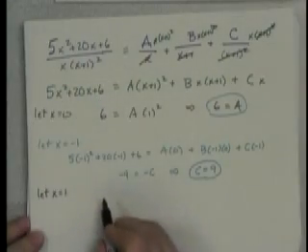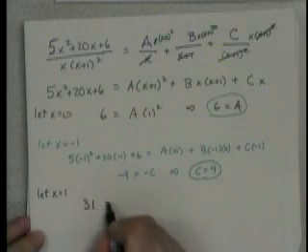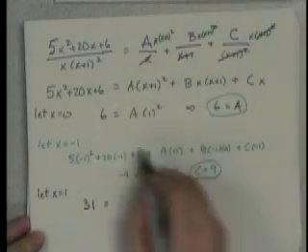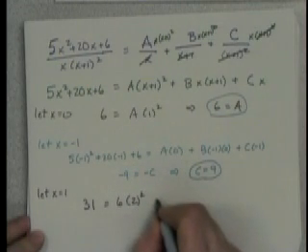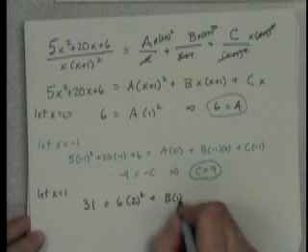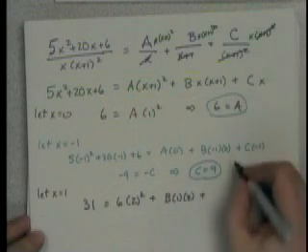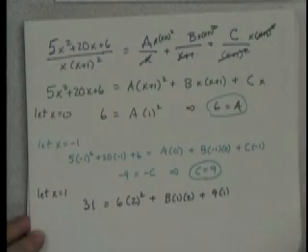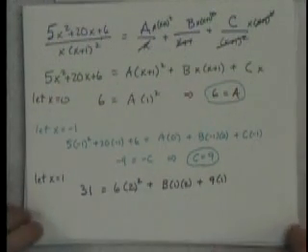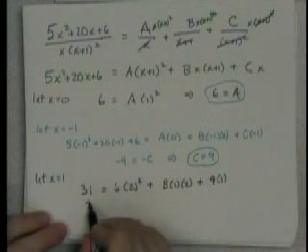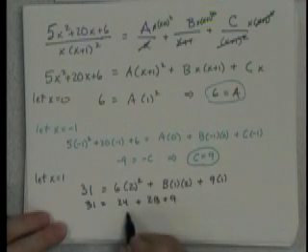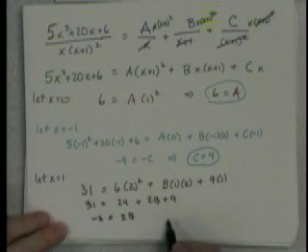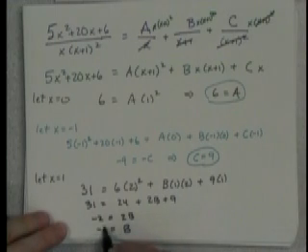When I plug 1 into the left side, I get 31. When I plug into the right side, again, A is 6. So I have 6 times 2 squared plus B times 1 times 2. And C is 9. So 31 equals 24 plus 2B plus 9. 2B equals -2. So B is -1.